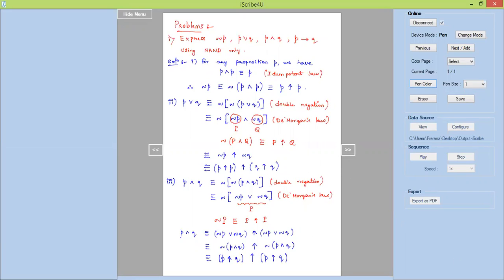The entire expression now is full of only the NAND connective. Correct? So P and Q is now logically equivalent to P NAND Q, NAND P NAND Q, fully expressed in terms of NAND only. Now the fourth part of the question.